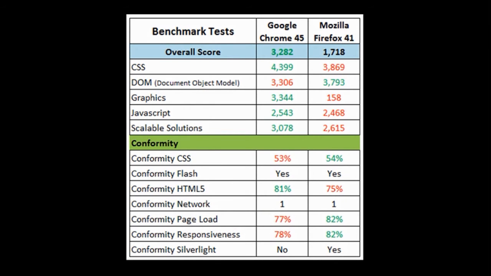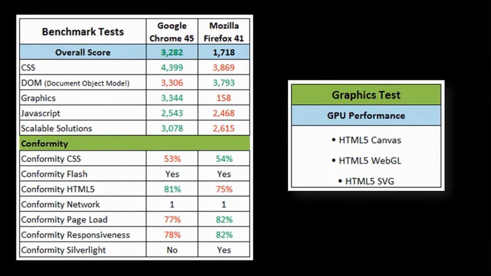So as you can see from the overall score, Google Chrome has performed better than Firefox overall. For most of the tests, scores were relatively close, but on the graphics test, as you can see, Firefox did not perform well. The graphics tests measure GPU performance and include HTML5 Canvas, WebGL, and SVG. Of course, these benchmark test results and scores will be different for different computers, so your scores will be probably different than mine. So that's pretty much it in terms of the major or notable changes in Firefox 41.